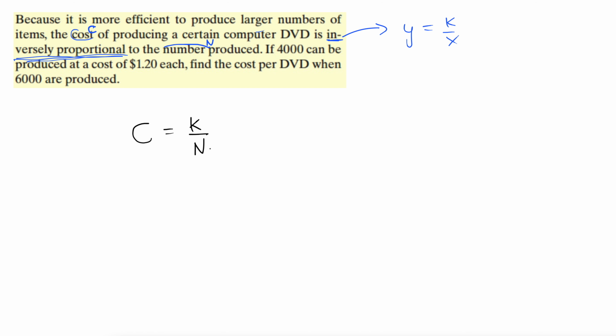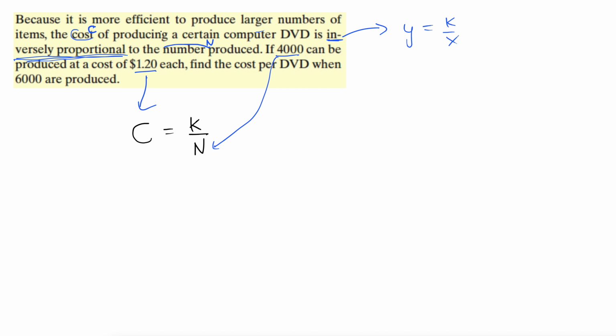Next, I don't even have to read the problem. I know what they're going to do. They're going to give us some data that we can use to solve for k. It's because they're all the same. That's the good news with these proportion variation problems. It says 4,000 can be produced at a cost of $1.20 each, so cost is $1.20 and 4,000 is the number.